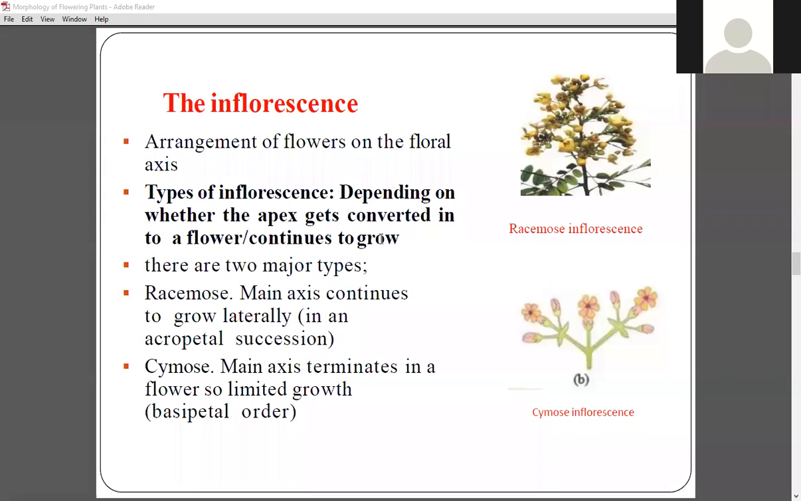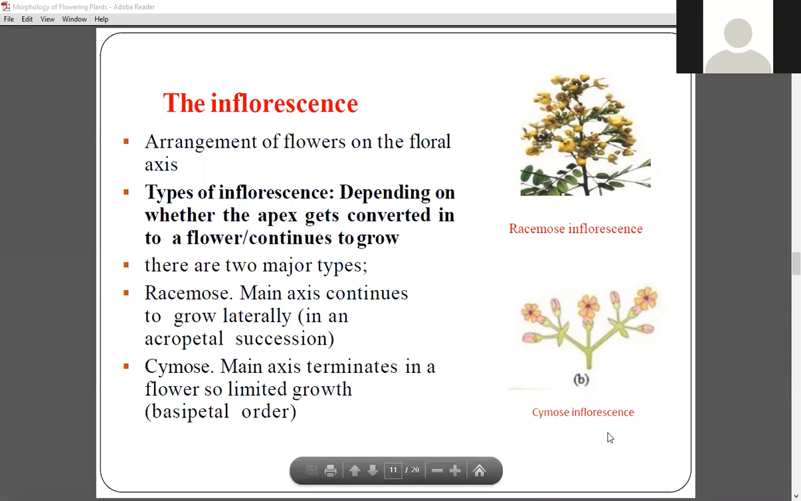right? Now, depending upon the apex, whether it is going to convert into a flower or into a stem or other things, right? So when it is converting into a flower, two major types of inflorescences are observed. The first is the racemose and the second is the cymose. So if it is asked to write the two different types of inflorescence, the first inflorescence is the racemose type and the second inflorescence is the cymose type, right?